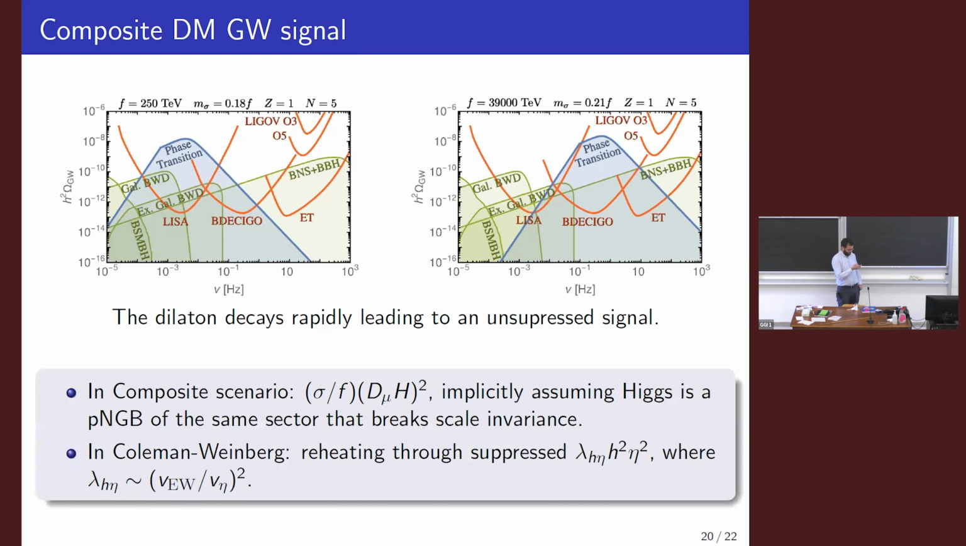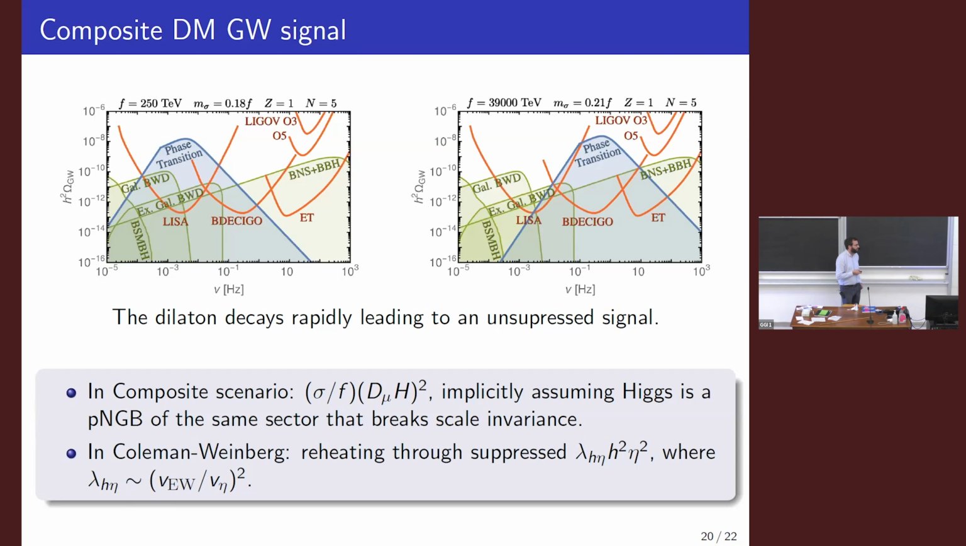And basically, one difference here, what happens in the composite scenario, why you get such a large peak, is because of this rapid decay of the dilaton. This arises because we're implicitly assuming the Higgs is a PNGB of the same sector that breaks the scale invariance. So you get this coupling of the dilaton to the kinetic term of the Higgs. And in other realizations, you could imagine something more like the Coleman-Weinberg case, where the reheating is suppressed, so you only have a very small portal coupling. And then you'd also have a smaller gravitational wave signal.